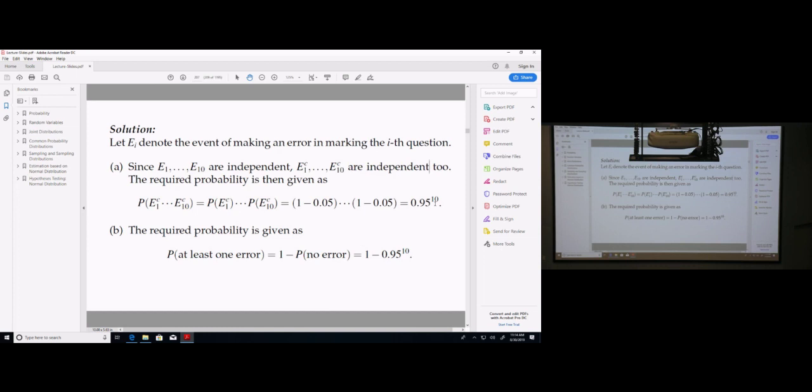So having a faultless marking of the 10 multiple choice questions is only 60% of the time. All right. Definitely NUS is much better.